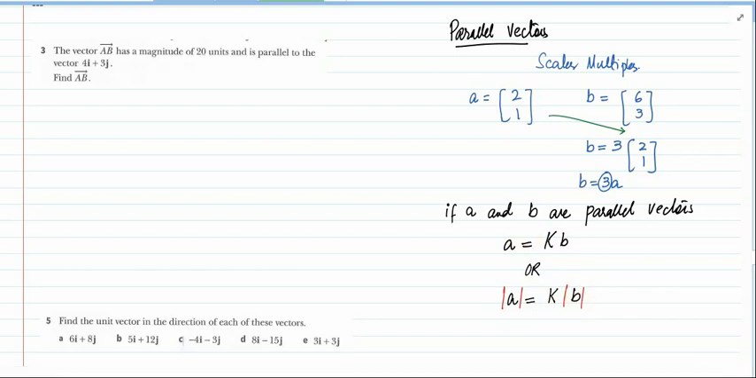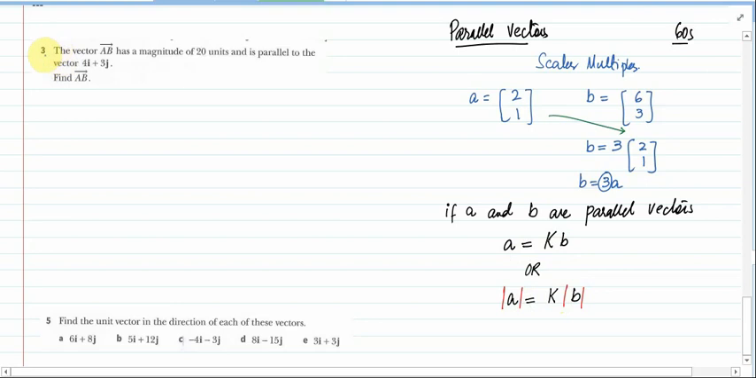The most common confusion among students is which working to opt for in any question. It totally depends on the data given. If you have a magnitude given, then you need to apply this one. If you have a vector given, then you need to apply this one. That is an important introduction to parallel vectors, and you need to write this down in your copy. You have a time of 60 seconds, so start.